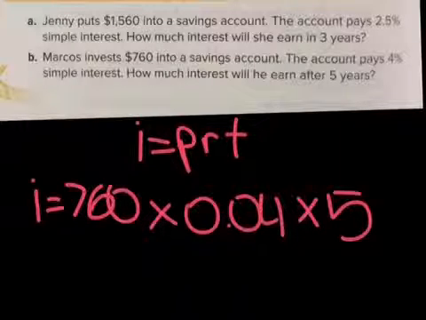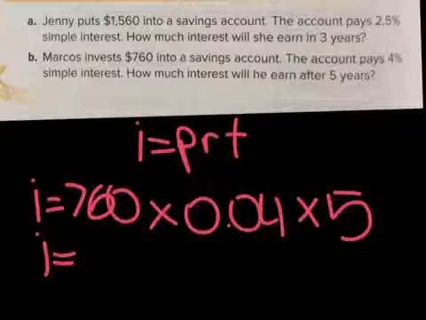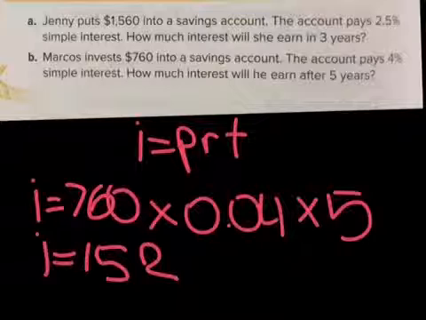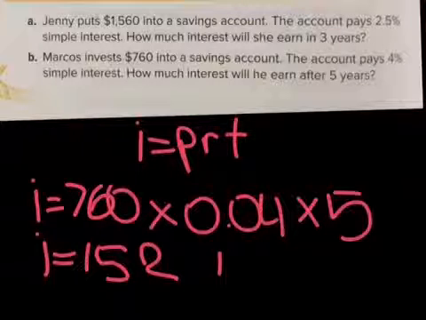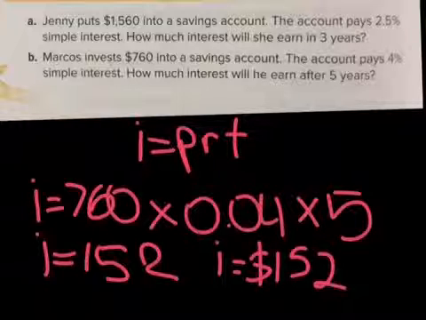Excellent work. And when we multiply all three of these together, what are we going to get, Victoria? Or Miss Mendes, I should say. When you multiply, you should get $152. Well done. Let's redo it with our dollar sign, right? $152. Thank you very much.